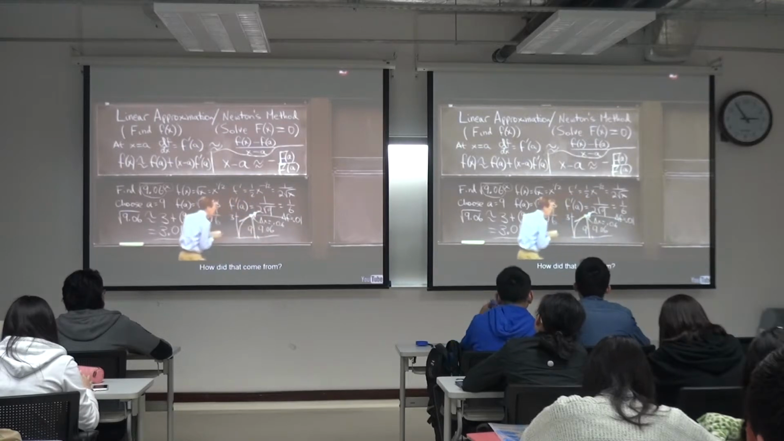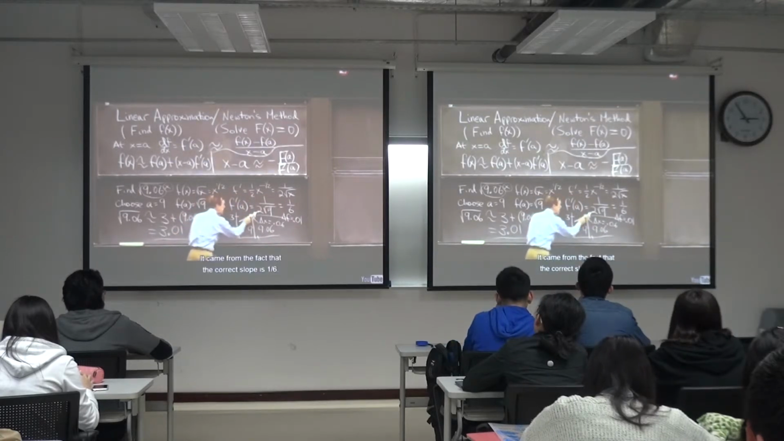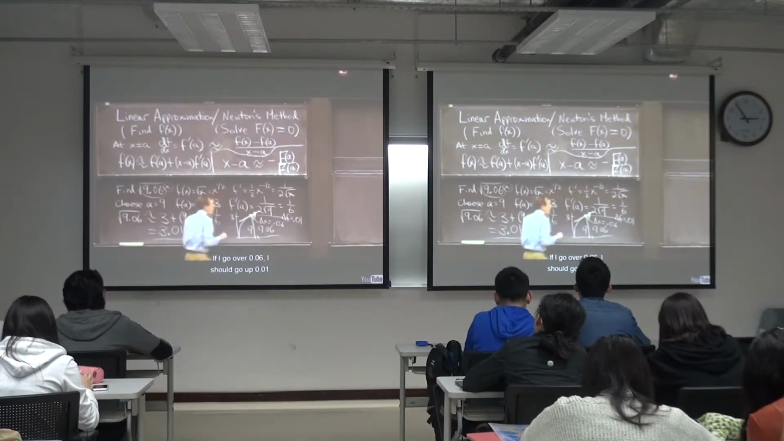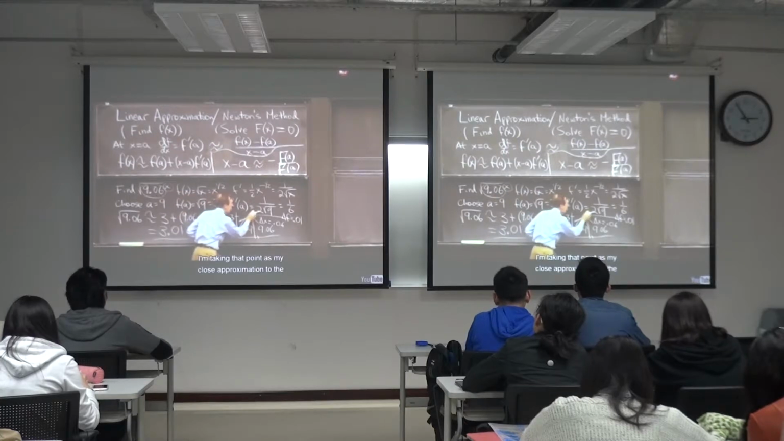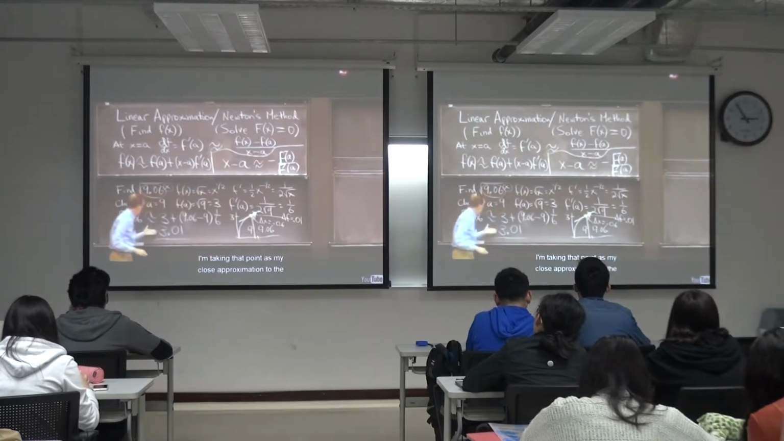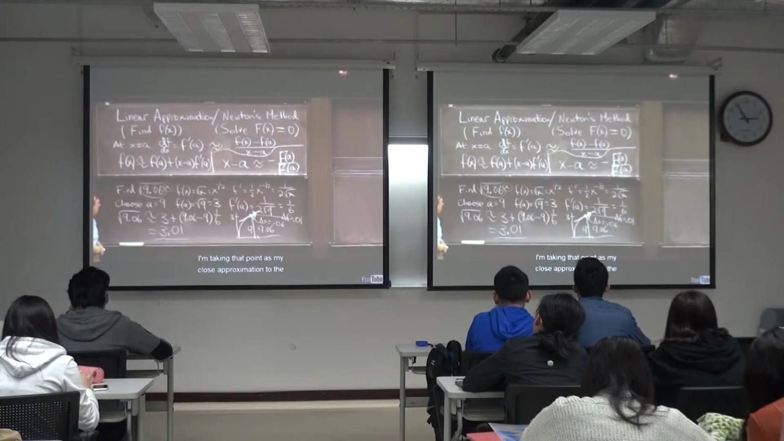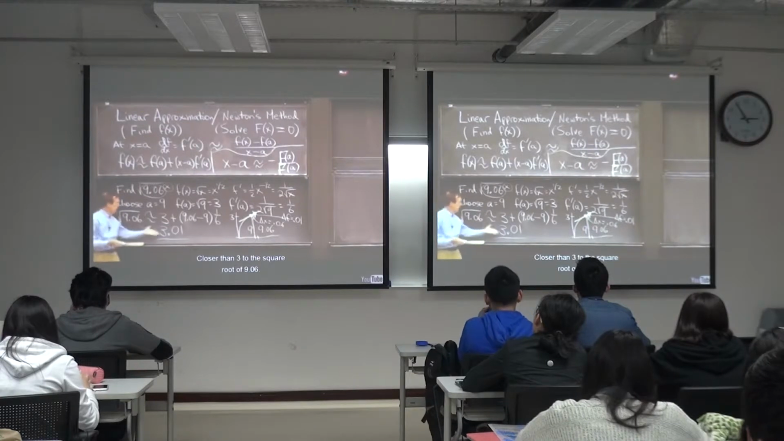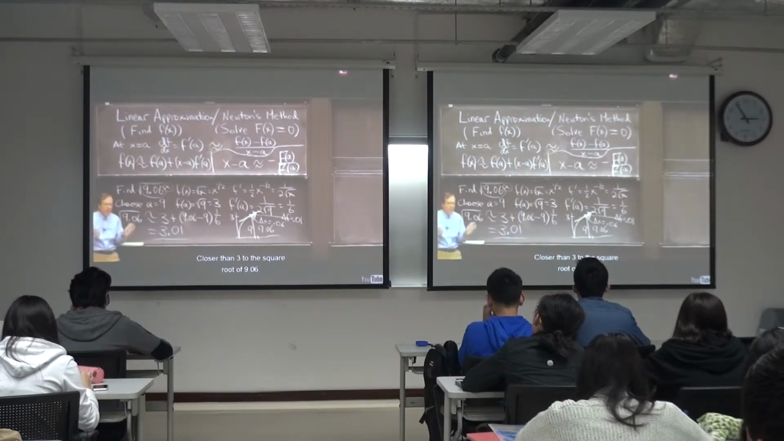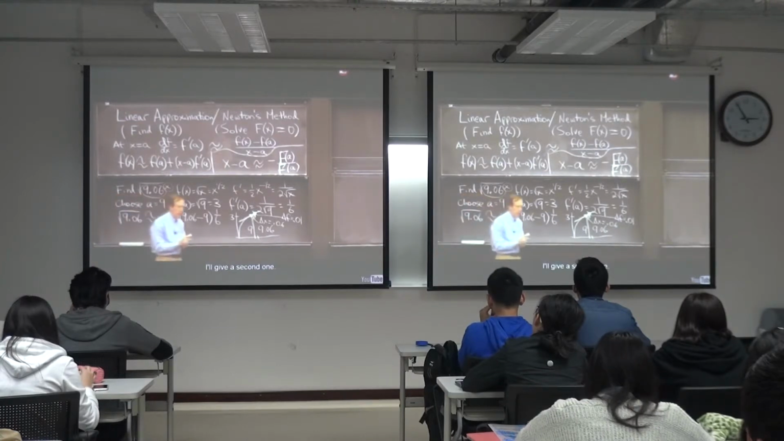How did that come from? It came from the fact that the correct slope is 1/6. If I go over 0.06, I should go up 0.01. So you see what I'm doing? I'm taking that point as my close approximation to the square root, closer than 3, to the square root of 9.06. Okay, that's a first example. I'll give a second one.